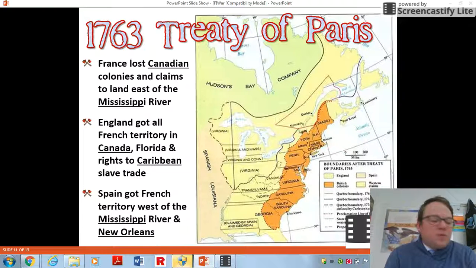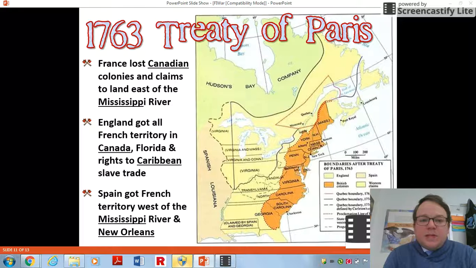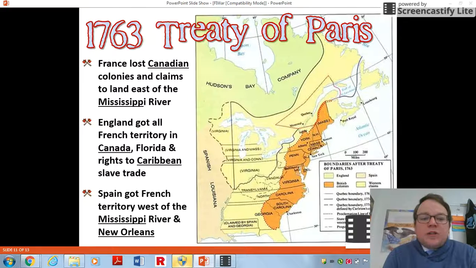France lost its Canadian colonies and claims to land east of the Mississippi River. England gets all the territory in Canada, Florida, and the rights to the Caribbean slave trade, and Spain got French territory.